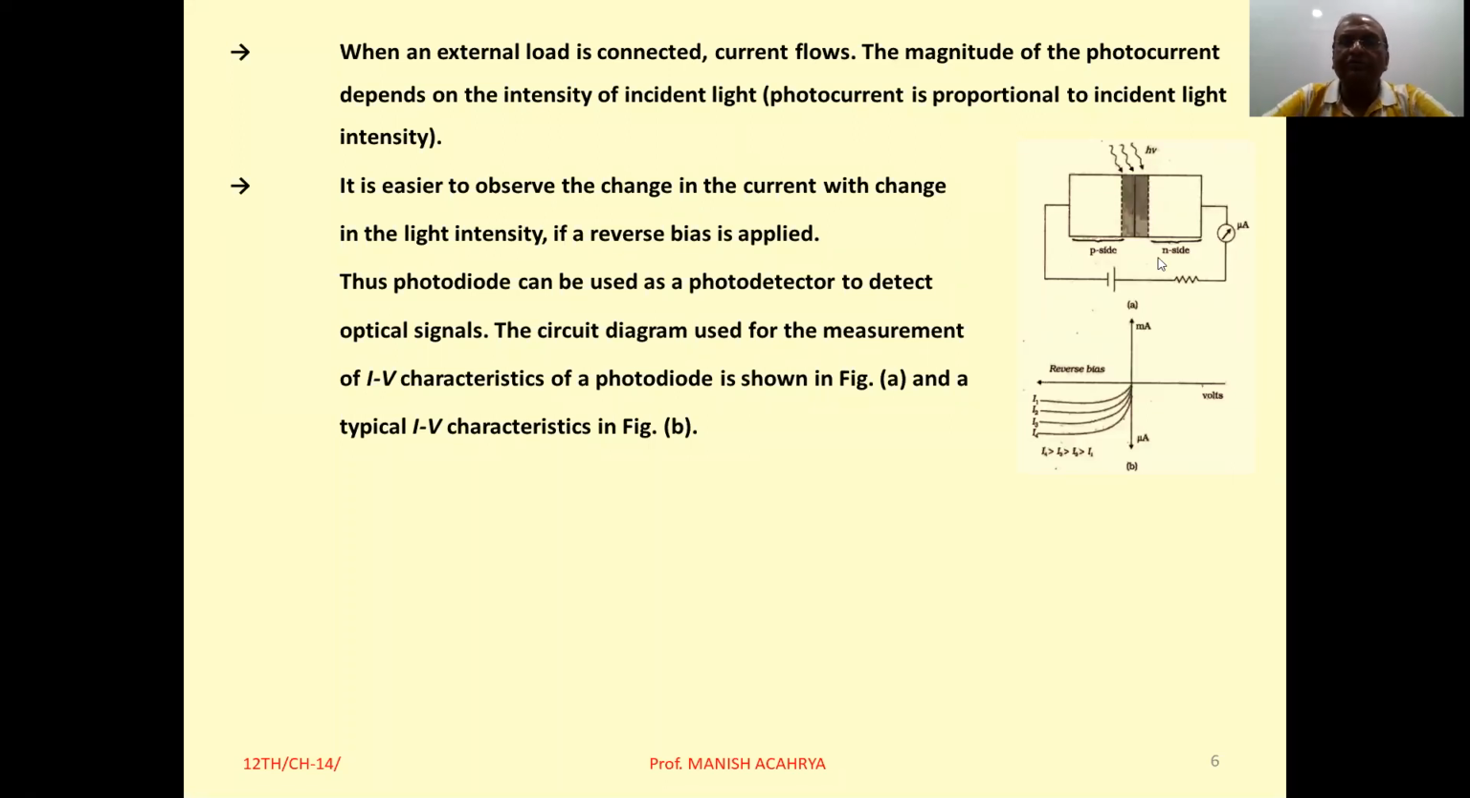Clear to all of you? Now its IV characteristic is as shown in the figure, in the third quadrant, because a photodiode is always operated in reverse bias mode. So a photodiode can detect optical signals. Clear to all of you?